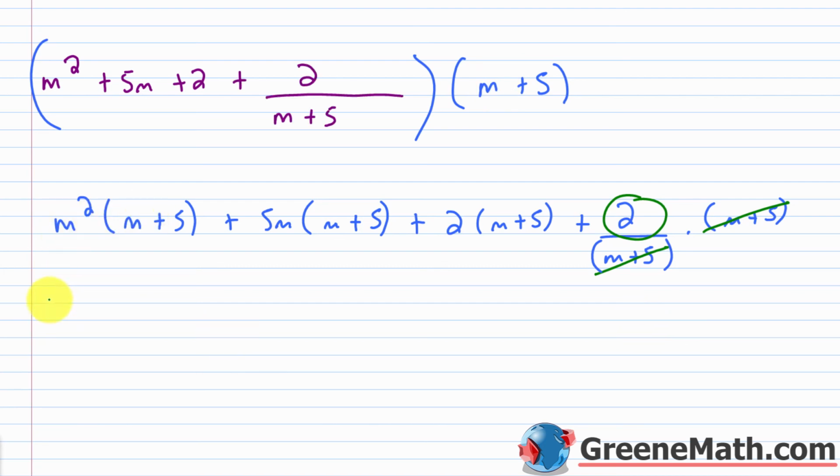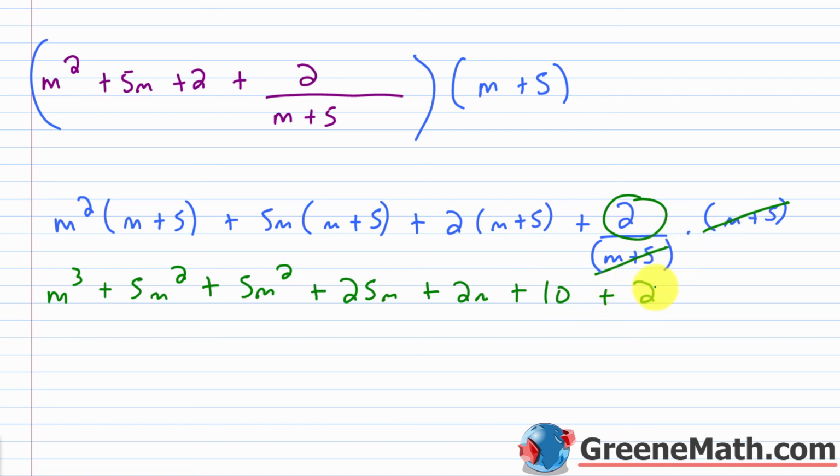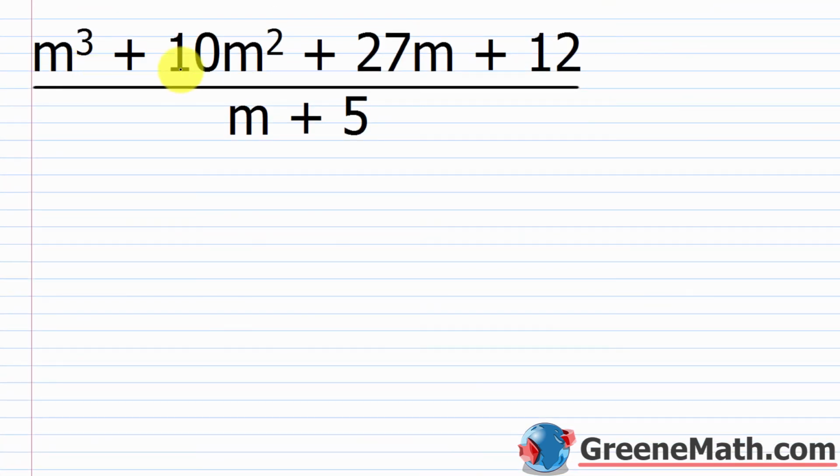All right, so m squared times m is m cubed, plus m squared times 5 is 5m squared, then plus 5m times m is 5m squared, then plus 5m times 5 is 25m, then plus 2 times m is 2m, then plus 2 times 5 is 10, then plus, again, this cancels, I'm just adding 2. So I'm going to end up with m cubed plus 5m squared plus 5m squared is 10m squared, plus 25m plus 2m is 27m, plus 10 plus 2 is 12. So I get m cubed plus 10m squared plus 27m plus 12. That's exactly what we had as our dividend when we began. M cubed plus 10m squared plus 27m plus 12.